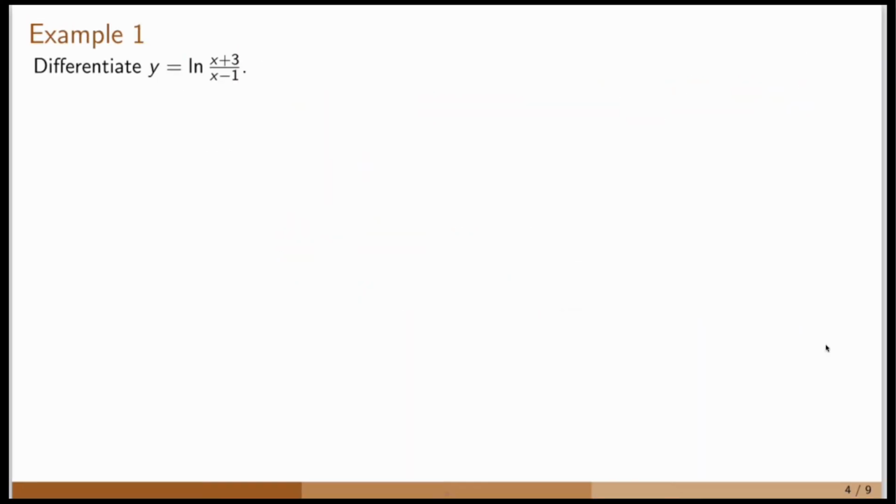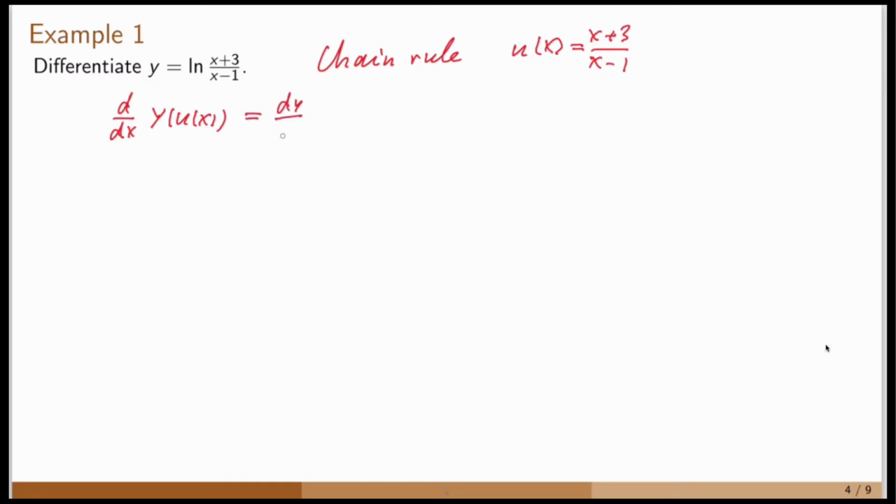Let's look at this example. y equals ln of (x plus 3) divided by (x minus 1). To differentiate this, we use the chain rule, where the inner function is u of x equals (x plus 3) divided by (x minus 1). So we differentiate the function y of u of x. This clearly is a chain rule. We first use the derivative of y and then multiply by the inner derivative of u. So this is dy by du times du by dx.